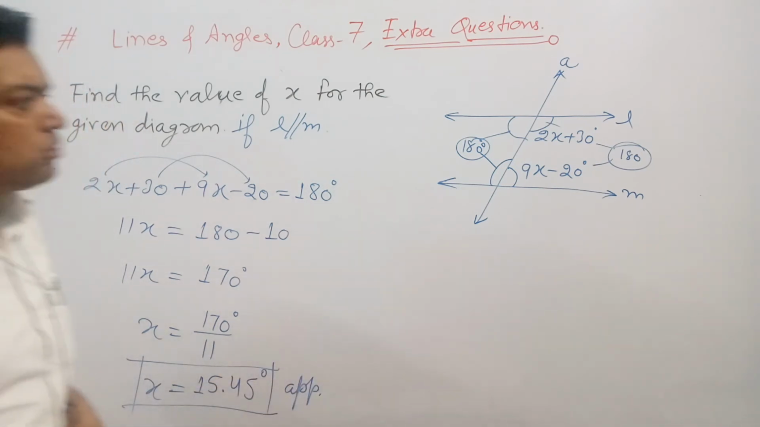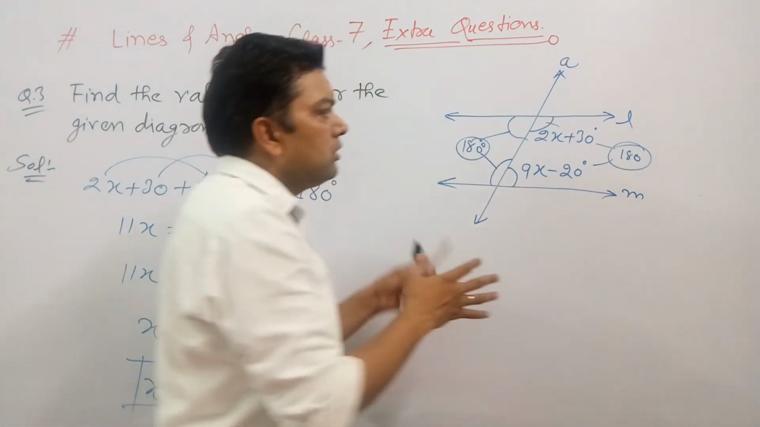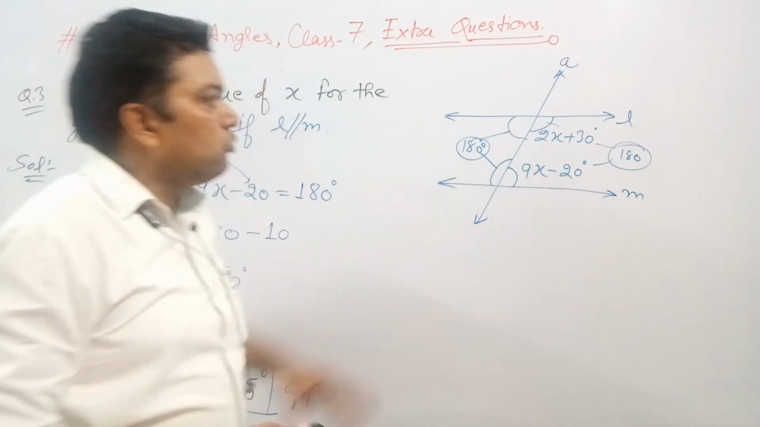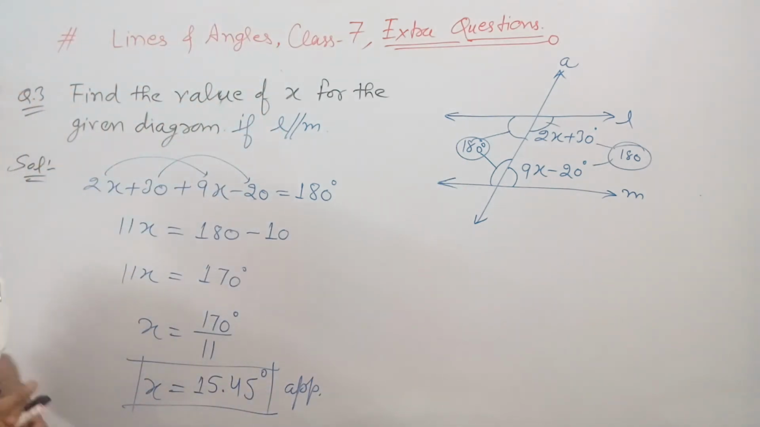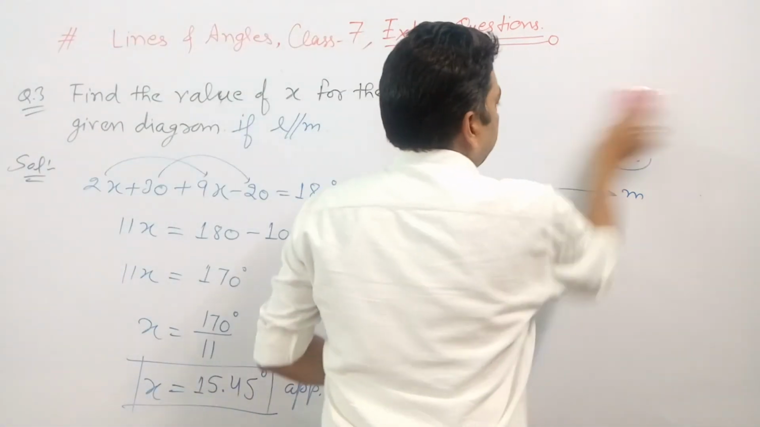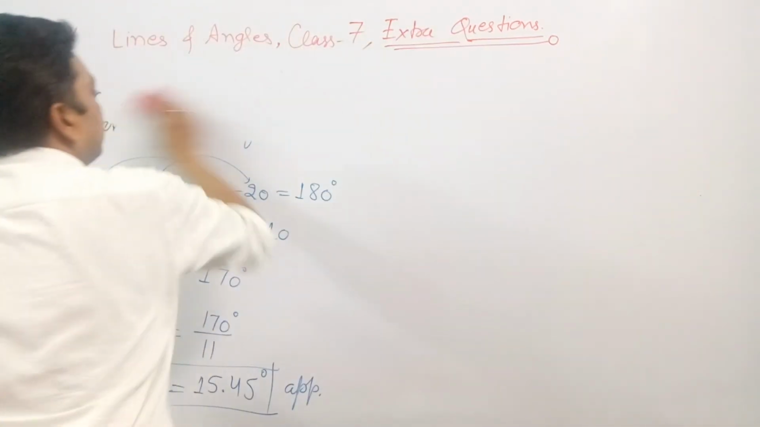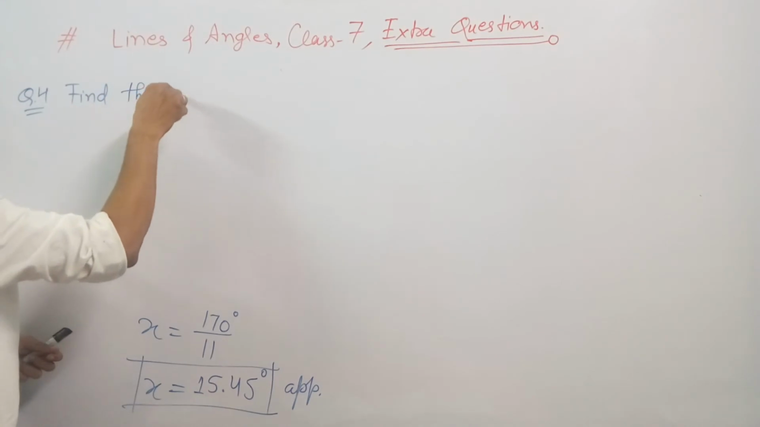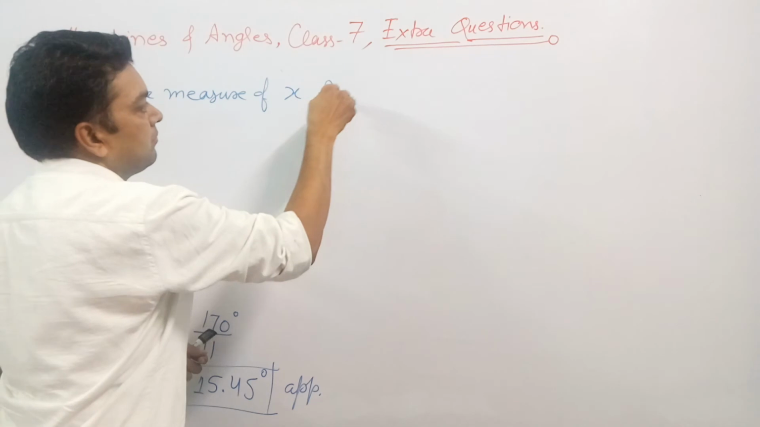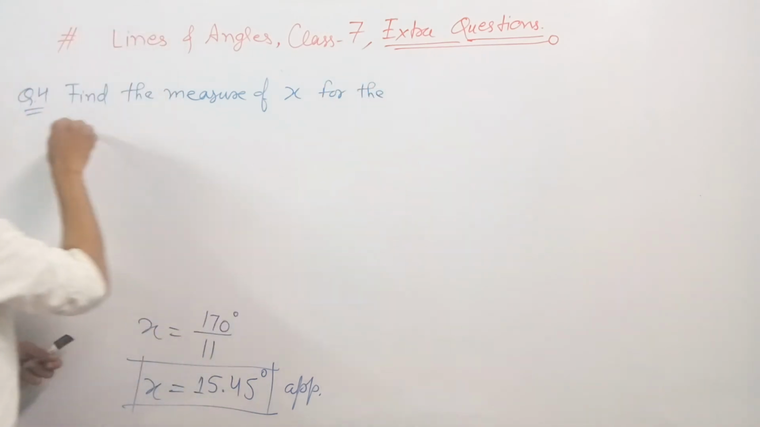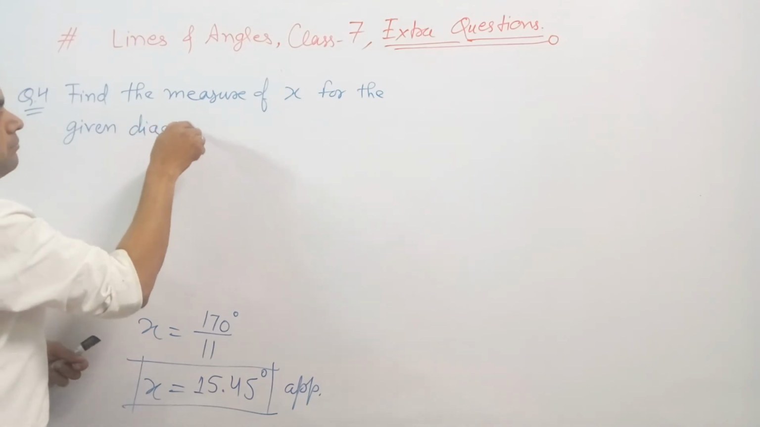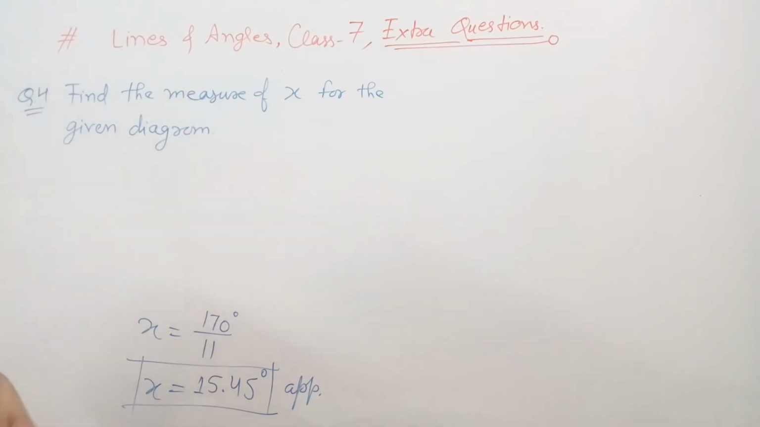So similarly, many questions can be designed using the property of parallel lines. When a transversal is there, you have to find the missing angle or the value of the variable. See the next question. Next question, find the measure of x for the given diagram. Actually, I am taking this question from Oxford.